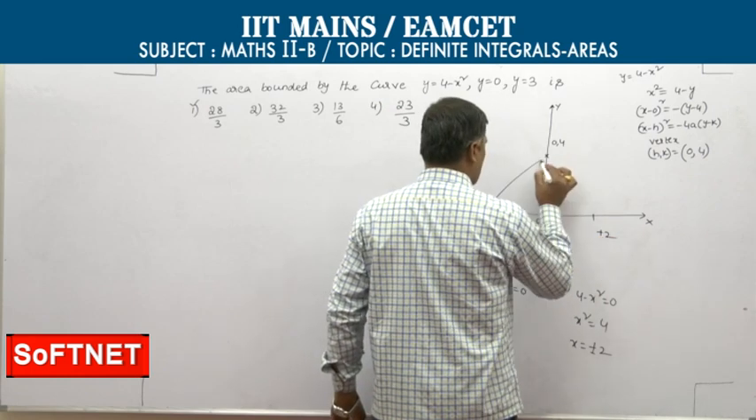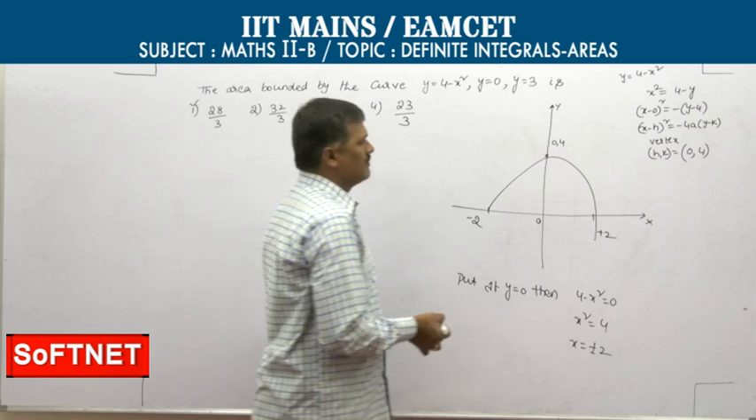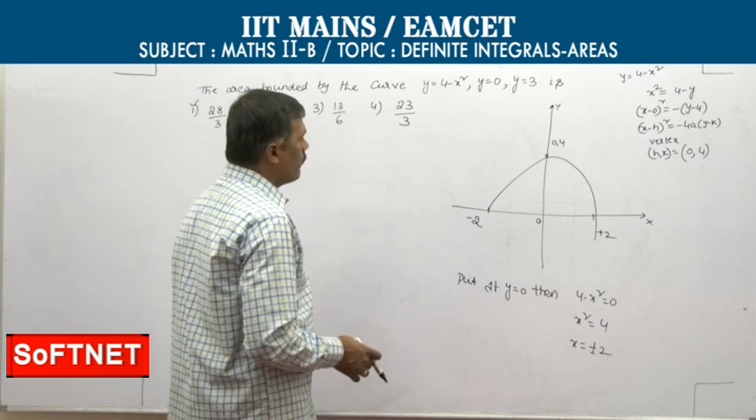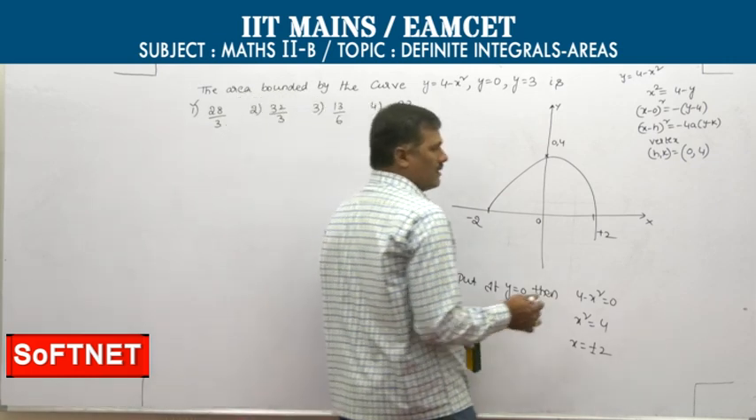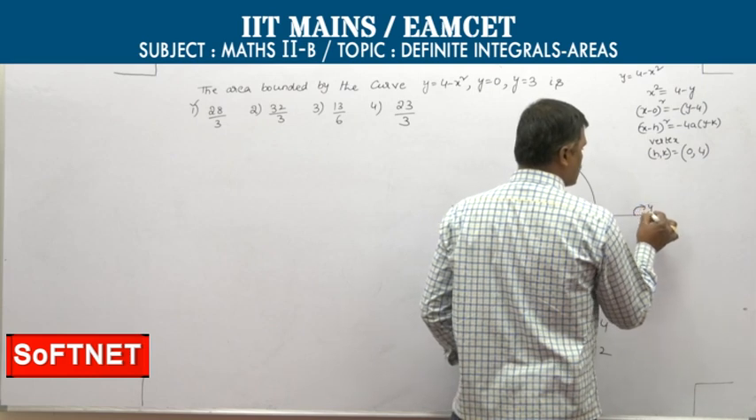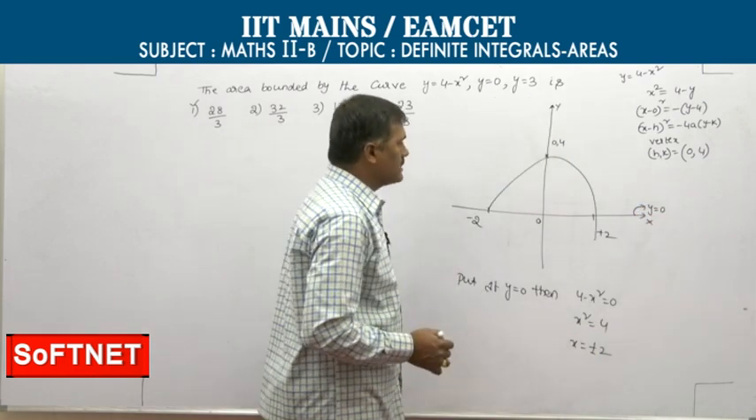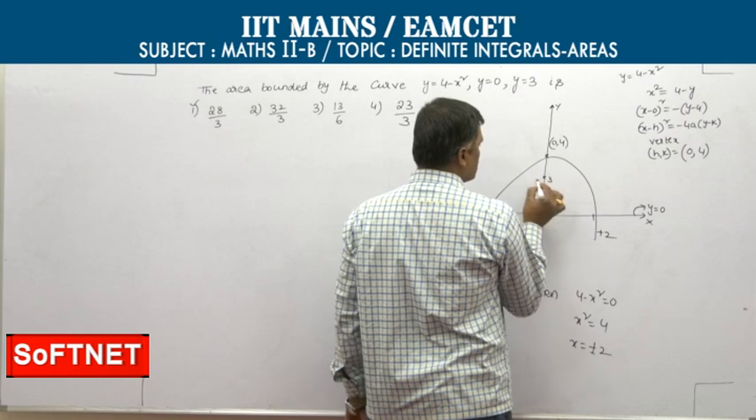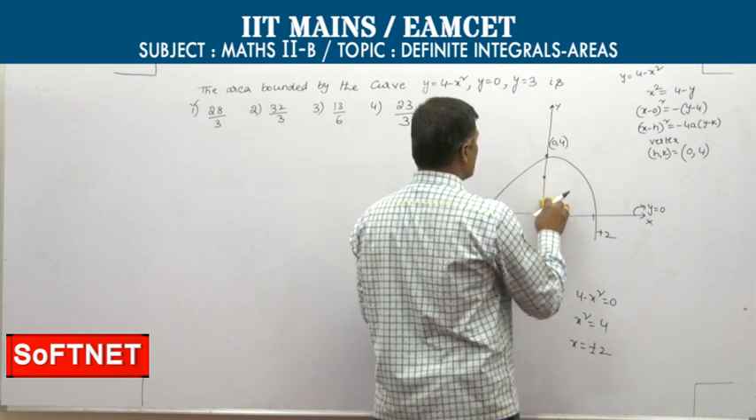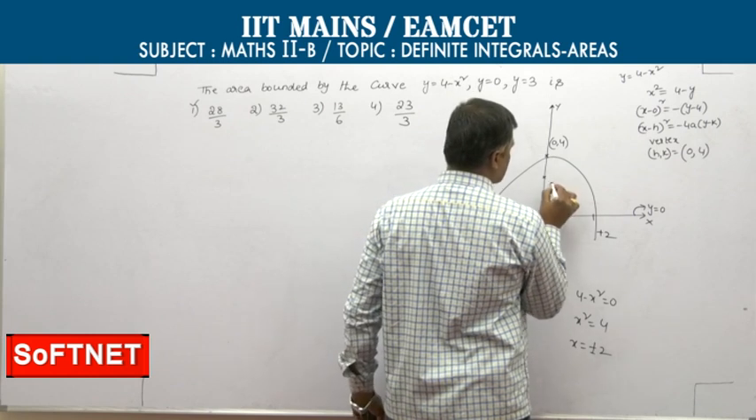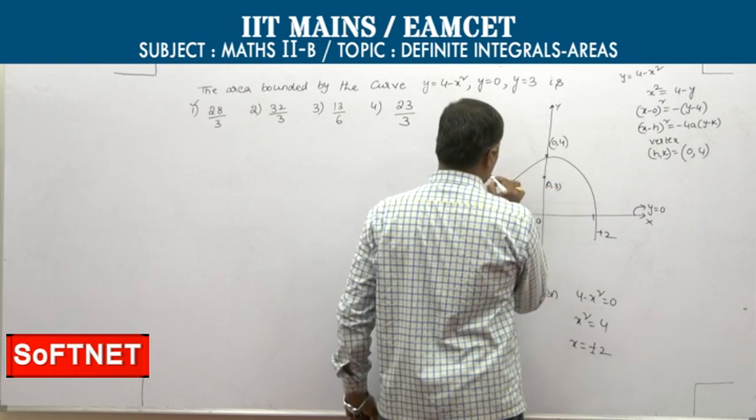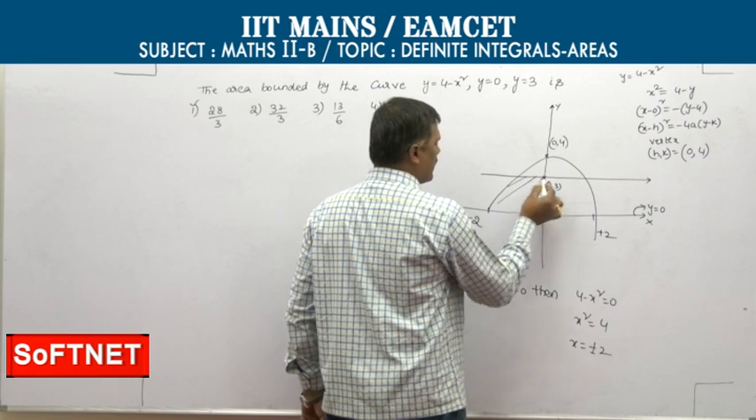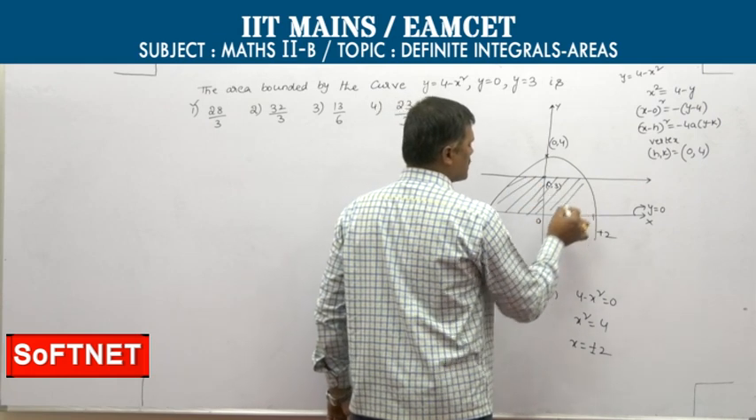This is the curve of the given function y equals 4 minus x square. y equal to 0 means the x axis, and y equal to 3 is a line parallel to the x axis, passing through (0, 3). So to find the area of the required region, these are the limits of the boundary.